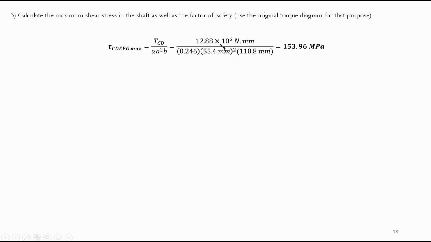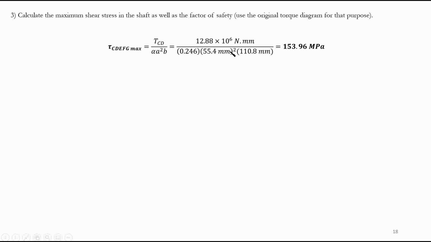12.88, right? As you can see here, I'm using the maximum value because I'm trying to find the maximum stress value. And I don't need to divide the shaft into 2 parts in this case as we did before, because I'm using a uniform geometry for the whole shaft, CDEFG. So there's no solid part, there's no hollow part, everything is a solid rectangular part. So I can use just 12.88 times 10 to the power 6, which represents the whole shaft, divided by alpha A squared B. So we know A, right?